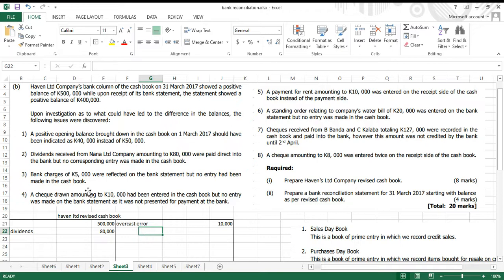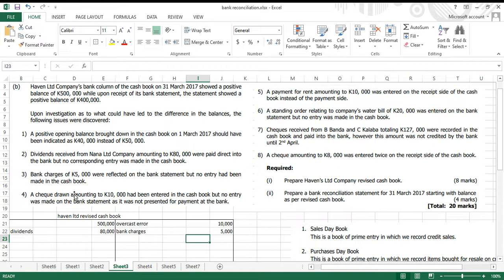All right. Number three, bank charges of 5,000 were reflected on the bank statement, but no entry had been made in the cash book. So our bank doesn't keep our money for free. We always receive a charge at the end of the month, which we have to pay. So we have to pay this 5,000. So it's 5,000 was our bank charges.